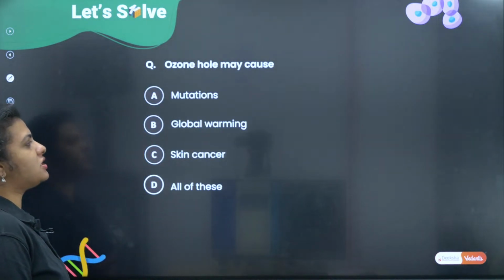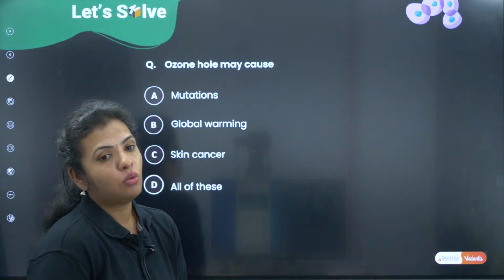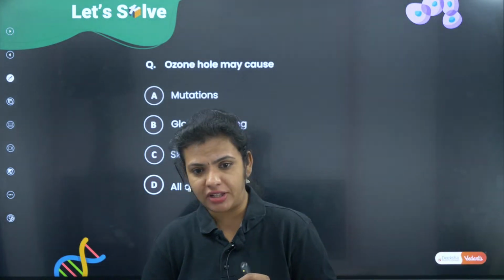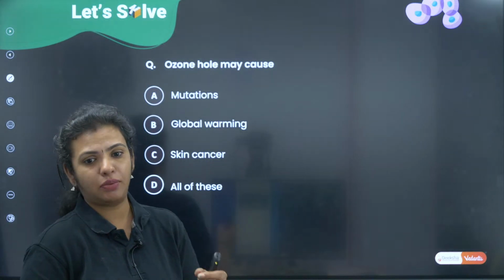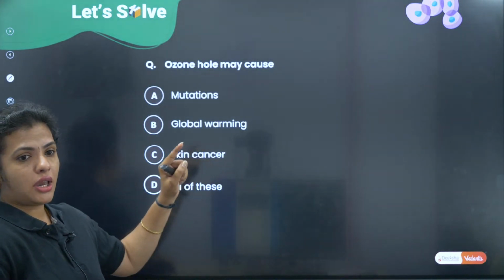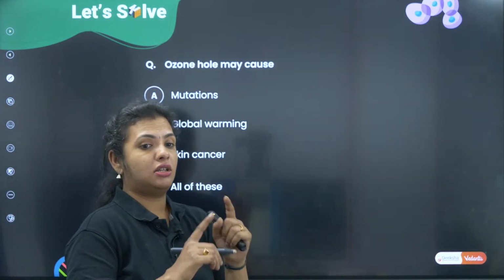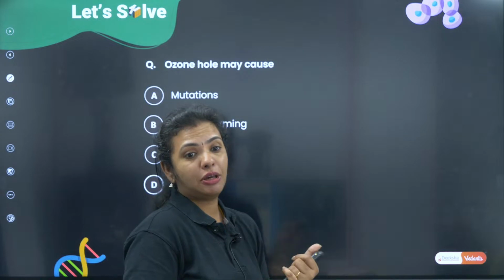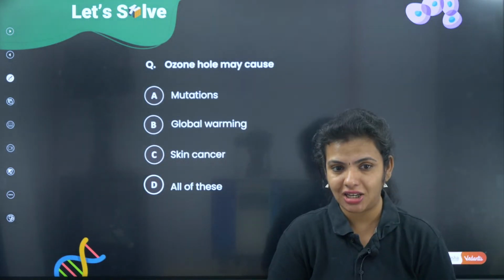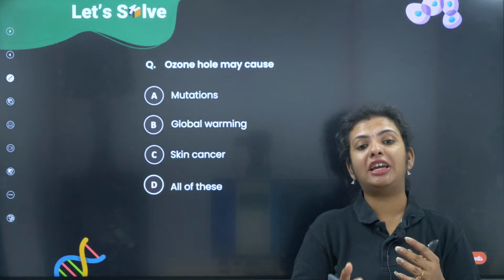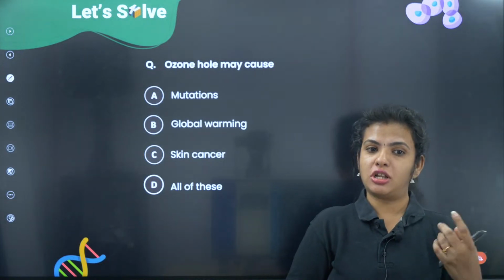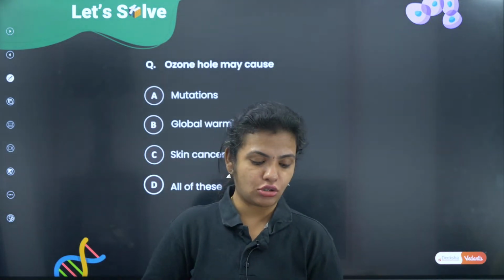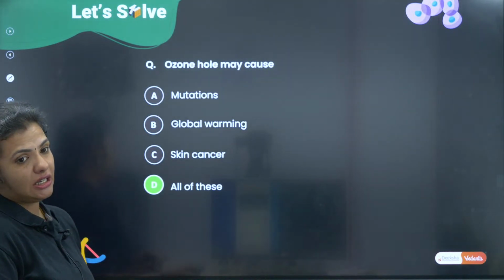Ozone hole may cause mutations, global warming, skin cancer, all of these. What do you think if the ozone has a hole? Please give the answer. I think the question is being discussed, and we still have answers coming. Yes, Harshavardhan, we had discussed that. So ozone is being depleted, there is a hole. What do you think will happen? Yes, Sumukh has given the answer. There can be mutations. What is mutation? Sudden change in our DNA. Definitely it's going to heat up the whole environment, the earth. So that's going to be global warming, and all the rays can enter into our skin causing cancer. So that's all of these, which is option D.